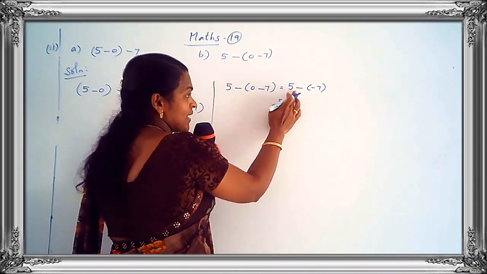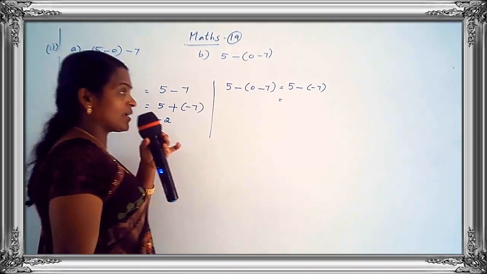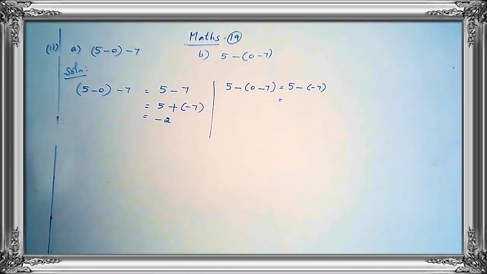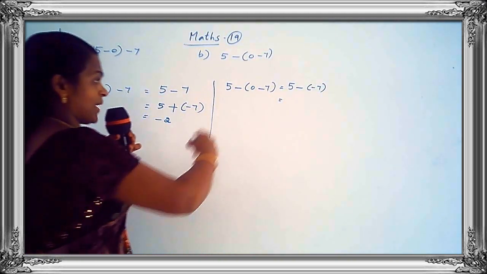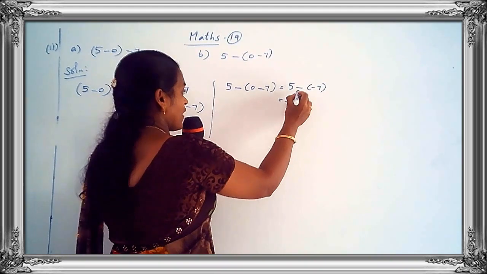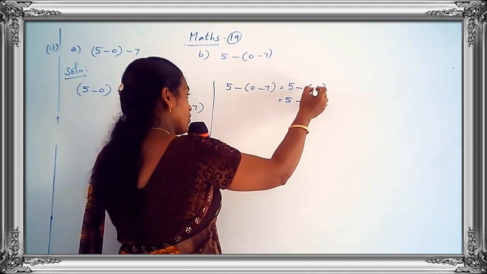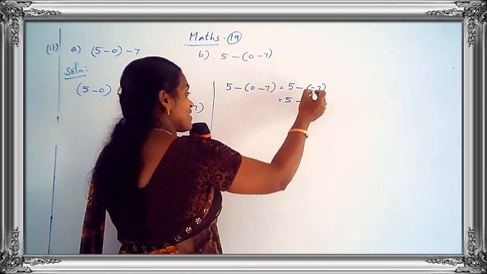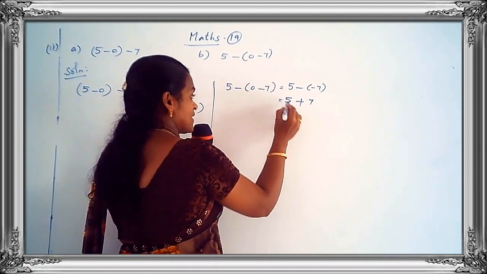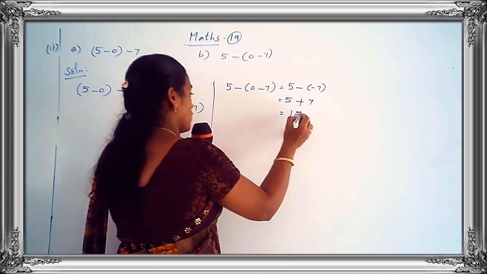Here also you see subtraction operation, yes children. So while subtracting an integer from another integer, we add the additive inverse of the integer to be subtracted, okay. So that's why 5 minus sign into plus sign, that time you put the additive inverse. So what is the additive inverse of minus 7? Plus 7. So your answer is 5 plus 7 is equal to 12, okay.